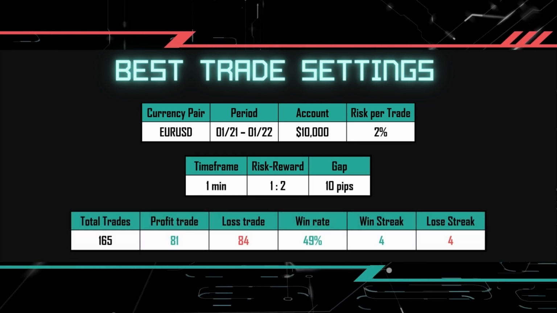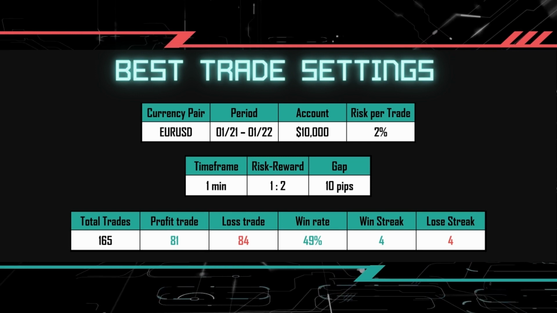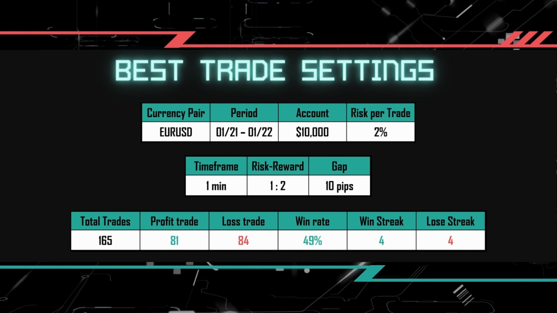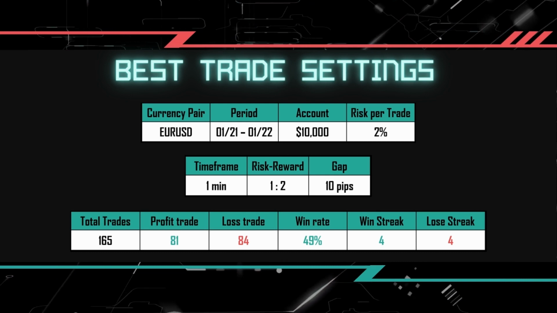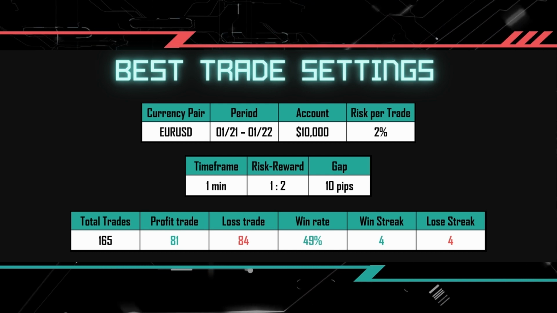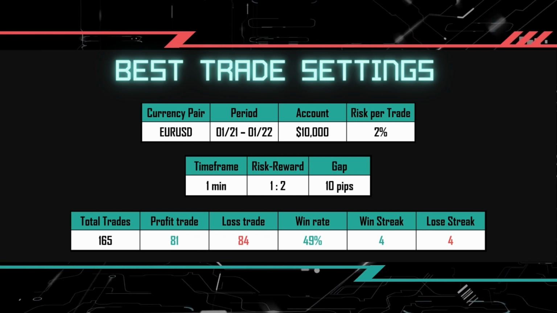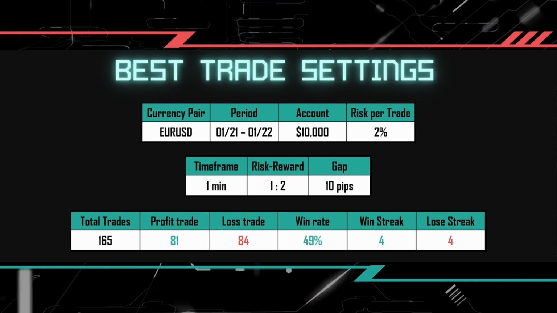There were a total of 165 trades executed in 2021: 81 winning trades and 84 losing trades. The overall win rate is 49%. We are fine with this win rate as the risk to reward ratio is 2. There were 4 consecutive winning trades and 4 consecutive losing trades.